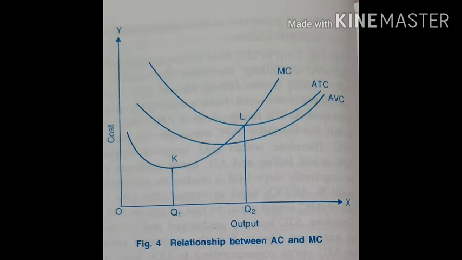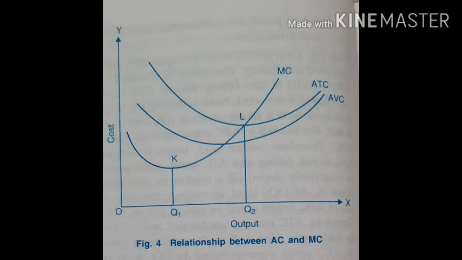Now the same relationship can be shown with the help of this simple diagram also. Here you see that this figure shows that when M, that is marginal cost, is more than A, that is average cost, A rises. You can see the first one. Then when M is less than A, A falls, and when M is equal to A, then A is constant.